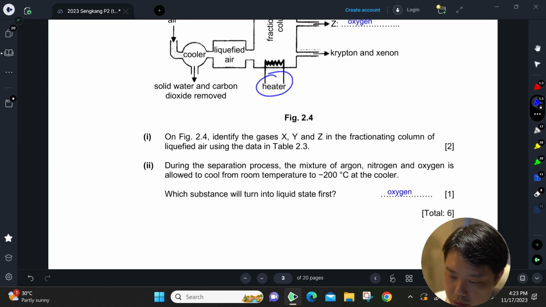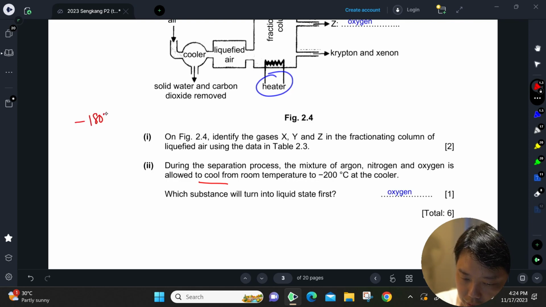Okay, part 2 says during the separation process, the mixture of argon, nitrogen, and oxygen is allowed to cool from room temperature to minus 200 and cooler. Which substance will turn to liquid first? So this is from a higher temperature, allowed to cool. Say we go from maybe negative 180 degrees Celsius and cool it down to negative 200 degrees Celsius. Which one will turn into liquid state first?